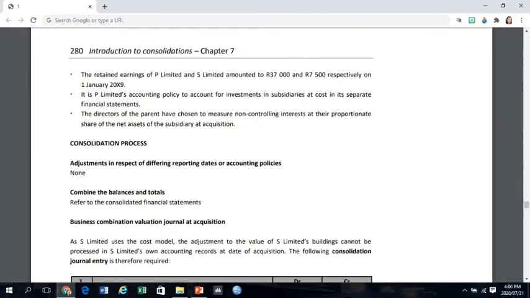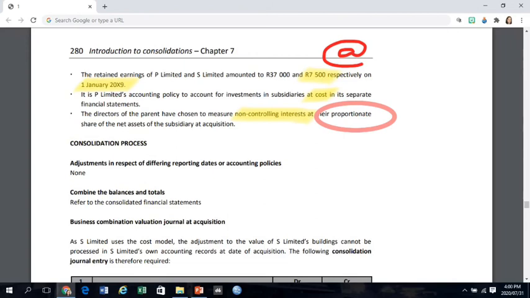The retained earnings of P Limited and S Limited amounted to 37,000 Rand and 7,500 Rand respectively on 1 January 20X9. So that is the at acquisition retained earnings of S. It is P Limited's accounting policy to account for investments in subsidiary at cost in its separate financial statements. So the carrying amount on the trial balance provided represents the cost of the investment. The directors of the parent have chosen to measure my non-controlling interests at their proportionate share of the net assets of the subsidiary at acquisition date.